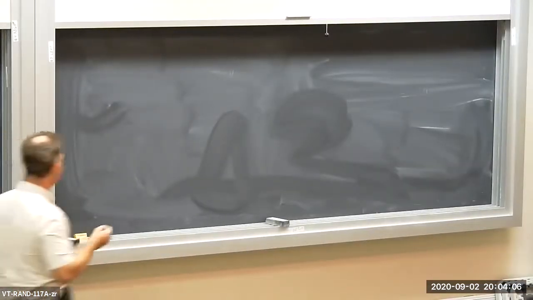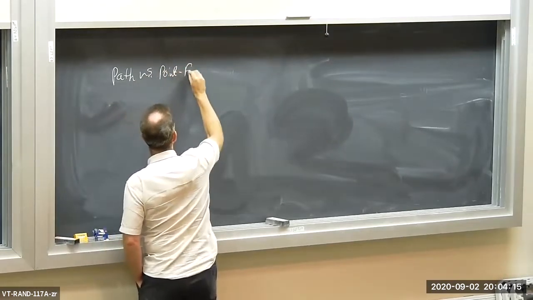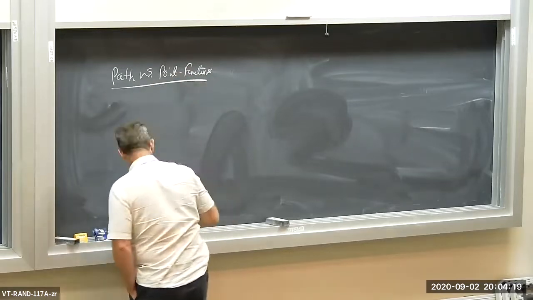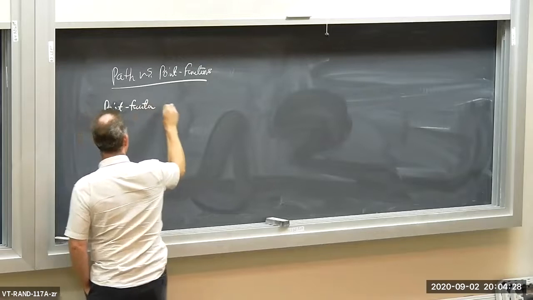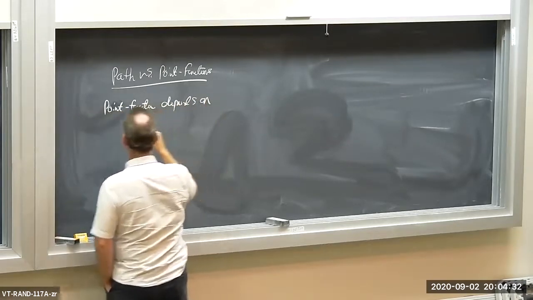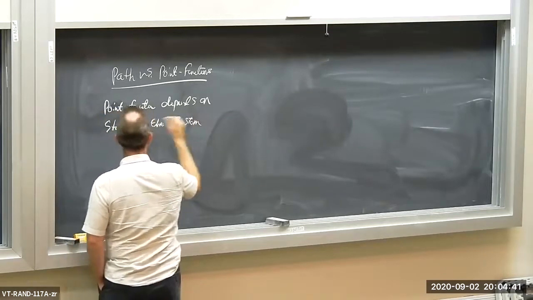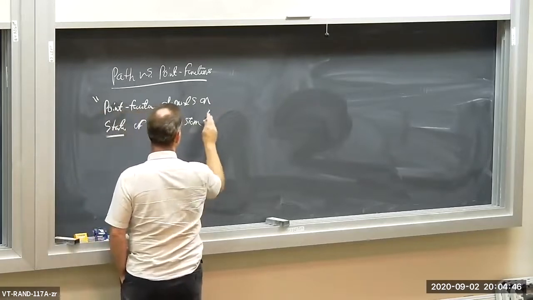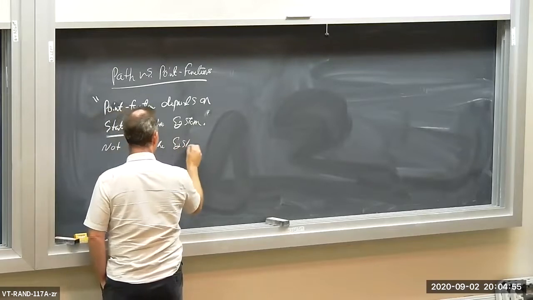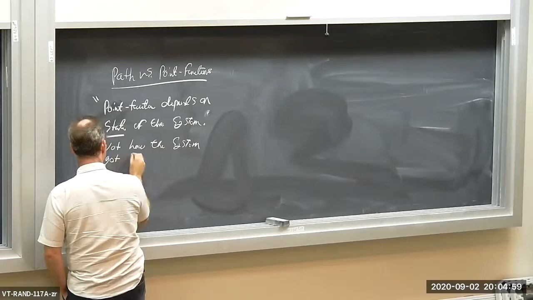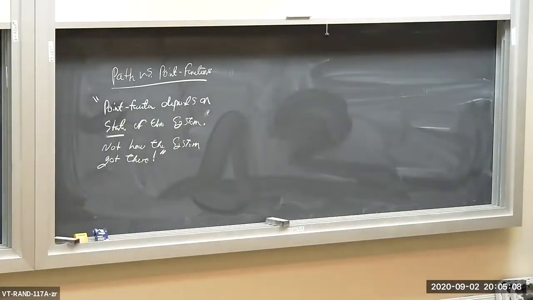So path versus point functions. How are we going to define them here? A point function depends on the state of the system. Point functions depend on the state of the system, not how the system got there.